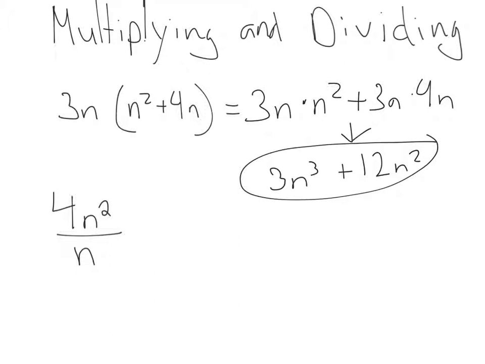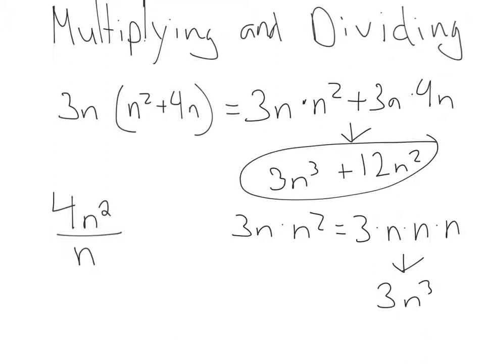How it ends up going from 3n times n squared to 3n cubed is simple and easier to see if we write it all out. So if we have 3n times n squared, it's the same as 3 times n times n times n. Now that that is written all out, we can clearly simplify this and write it as 3n cubed.